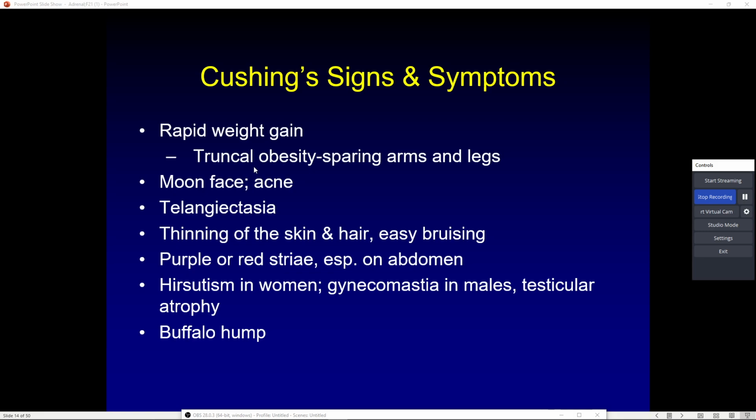Okay. That's enough of that. Telangiectasia. Anyway, this is as good as it's getting.